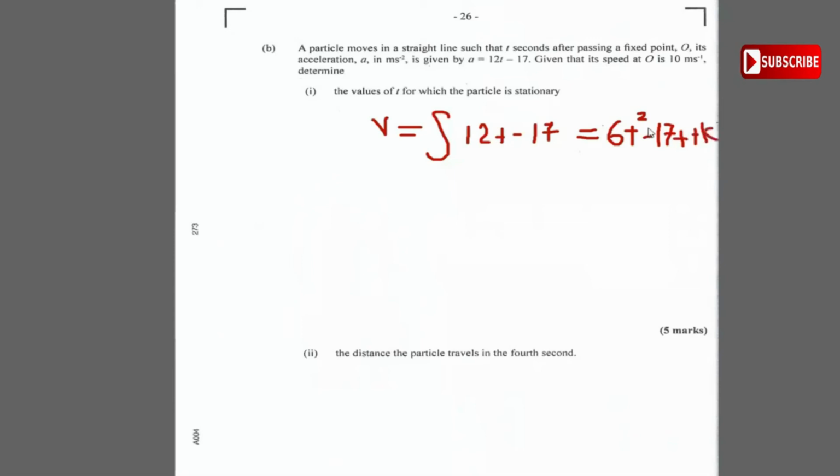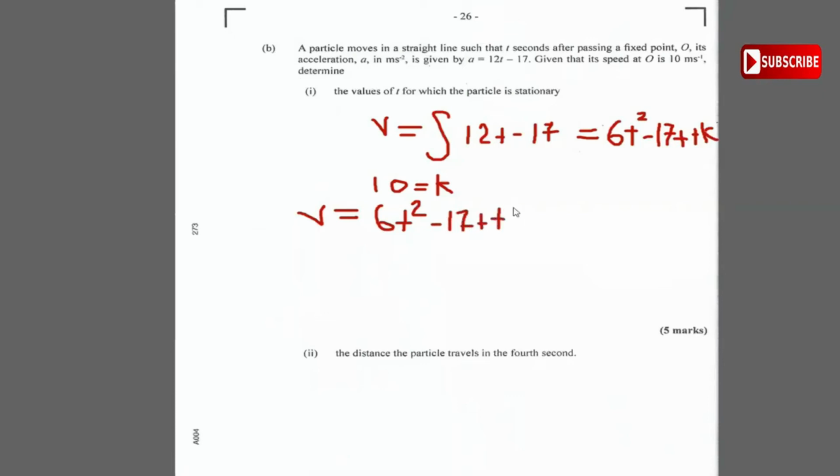Now, the next thing we need to do is find this constant k. It tells us that its speed at the start is 10, so we can determine the constant. That means when t is 0, the speed is 10. So 10 is equal to k. That's what they're telling us, that k is 10. So the velocity is equal to 6t squared minus 17t plus 10.